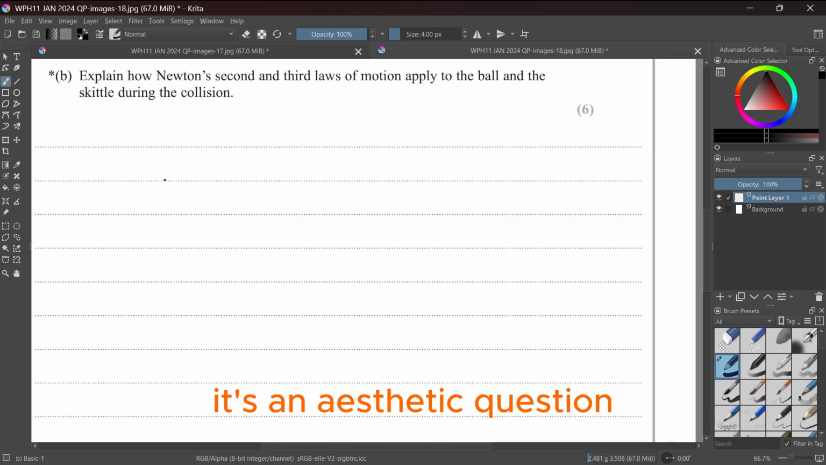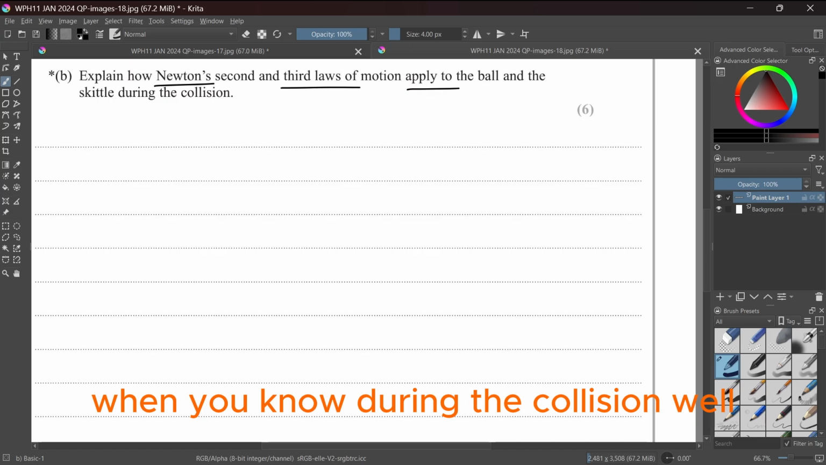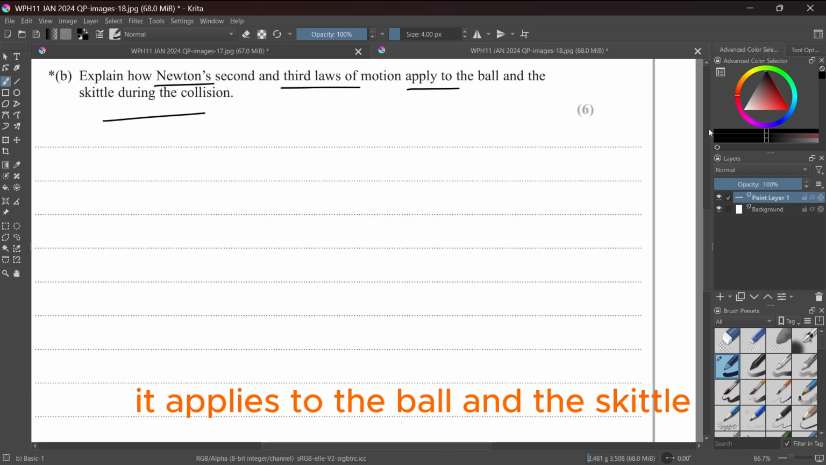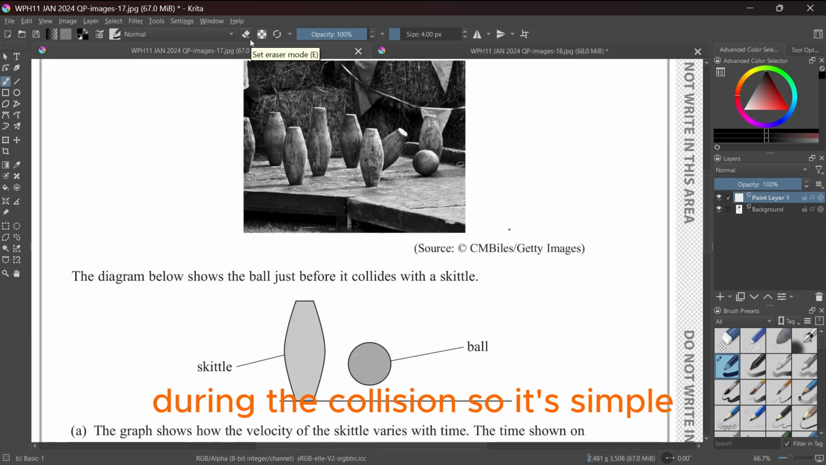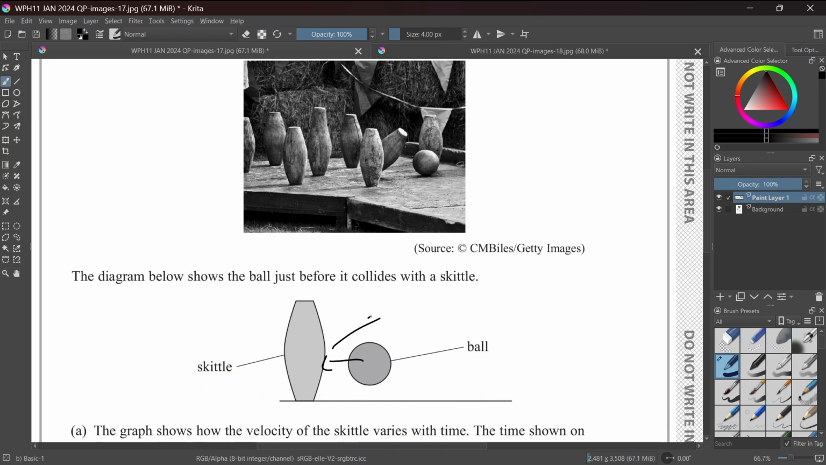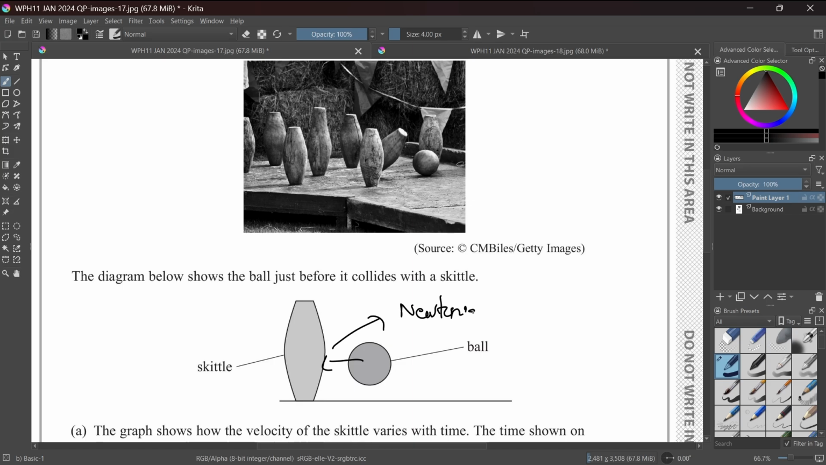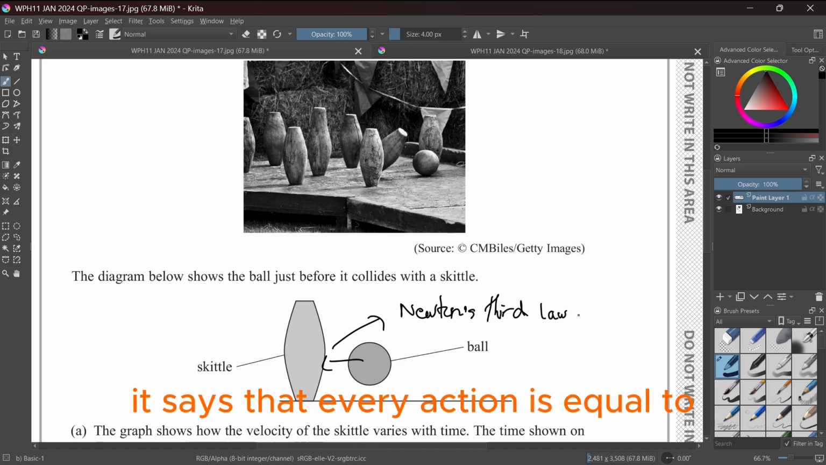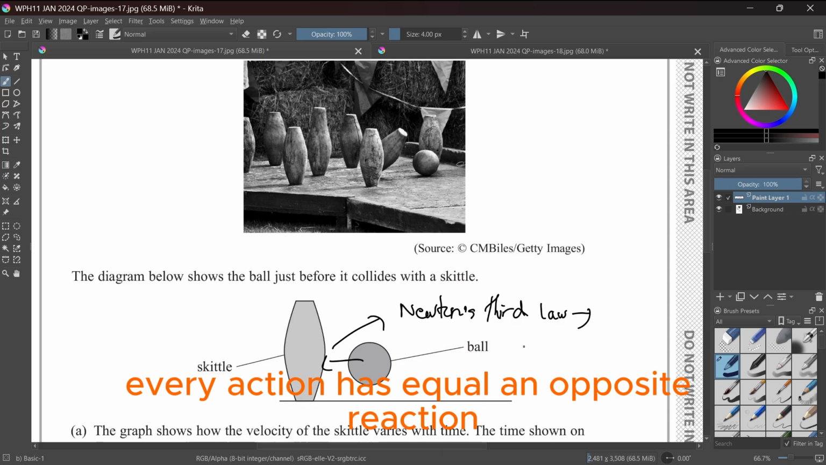It's a theory question. It says explain Newton's second and third law as it applies to the ball and the skittle during the collision. So it's simple. The ball will go here and it will collide, right? Of course, during this collision, Newton's third law will appear. What it says is that every action has an equal and opposite reaction.